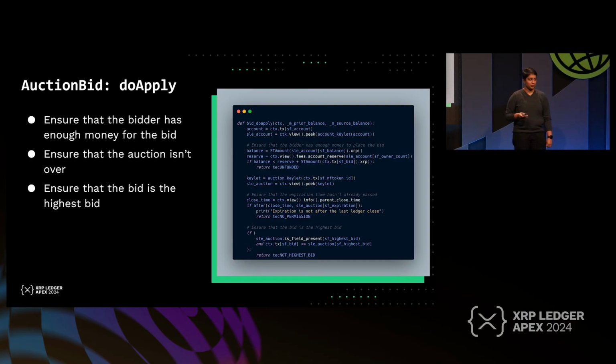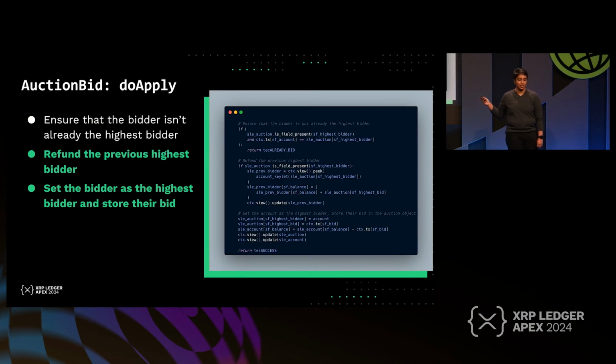Any other guesses? So what we want to be doing is ensuring also that the current bidder isn't already the highest bidder. I guess this one is optional. You can take it out if you decide that you can up your bid. I thought it made sense to me, but we want to refund the previous highest bidder because they're no longer the highest bidder. They should get their money back. And then set the bidder of this transaction as the highest bidder and store their bid.